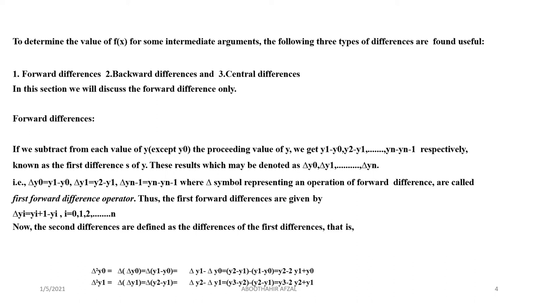So delta square y1 will be nothing but delta of delta y1, that is delta y2 minus delta y1. What is delta y2? That is y3 minus y2. Delta y1 is y2 minus y1. So delta square y1 will be y3 minus 2y2 plus y1. Similarly, you can find delta square y2, delta square y3, like that. So this is what we call the second difference.